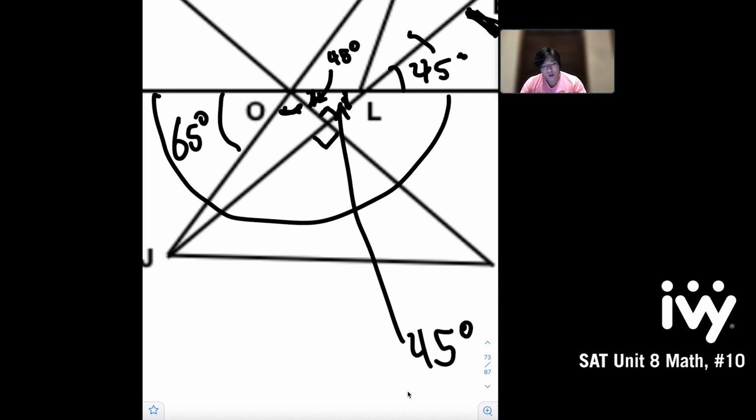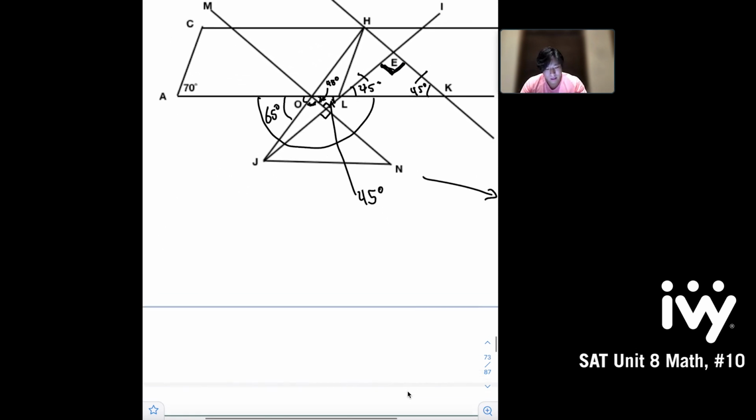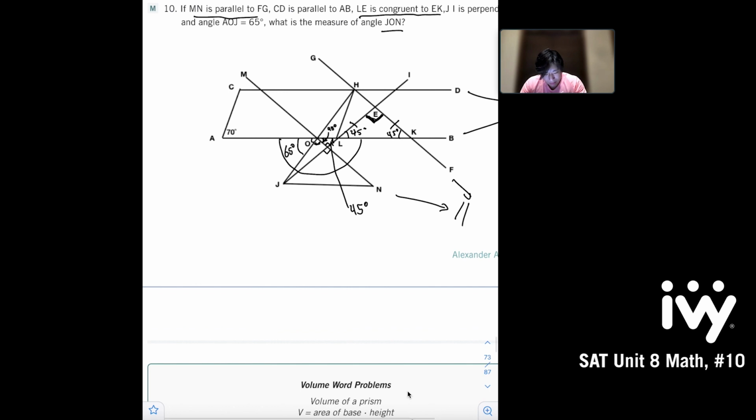So now what do we know? We know this angle, and we don't know this angle, but we know that they sum up to 180 degrees. So what we can do now is write 65 plus 45 plus angle JON is equal to 180 degrees. So doing a little bit of math here, if we subtract 65 and 45 from 180, we get that angle JON is equal to 70 degrees. And that is going to be our answer.